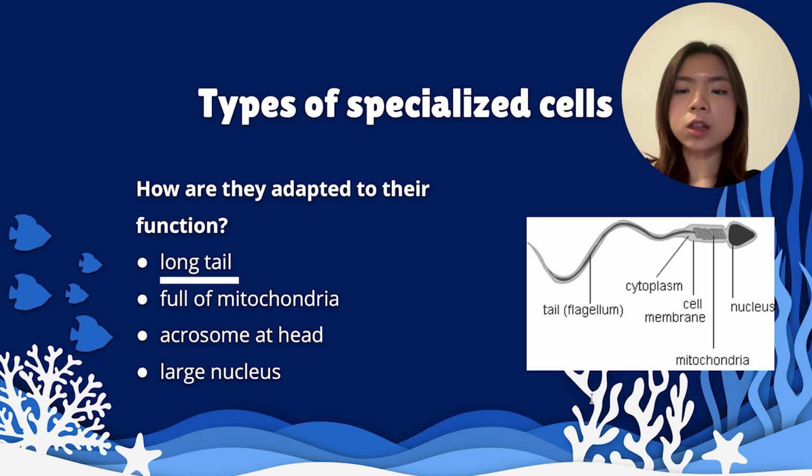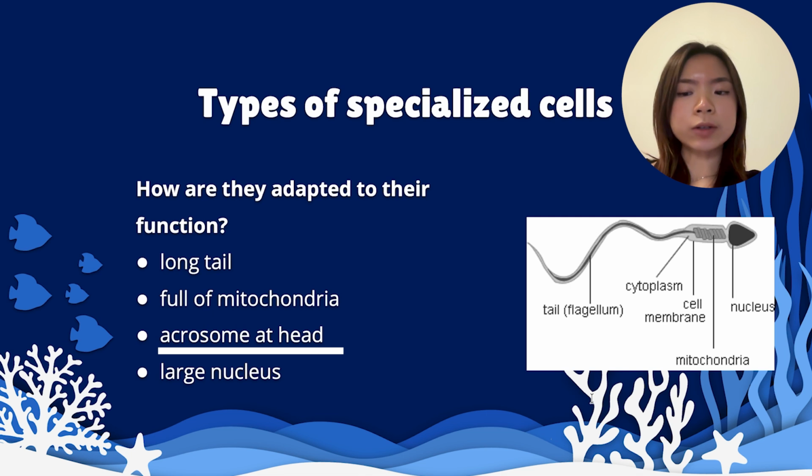Firstly, it has a long tail which whips from side to side, and it helps move the sperm through the water or through the female reproductive system. Secondly, the middle section is full of mitochondria, which again is used for energy, and this energy is required to move the tail in order for it to work.